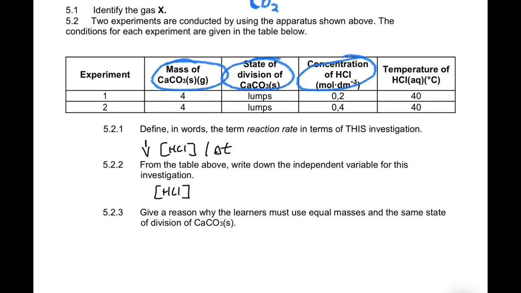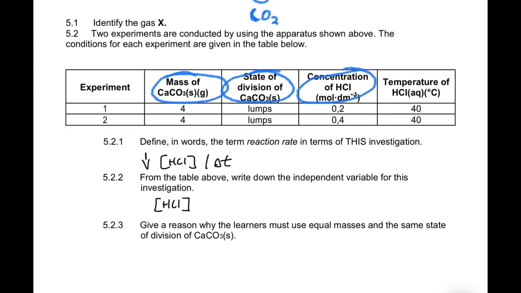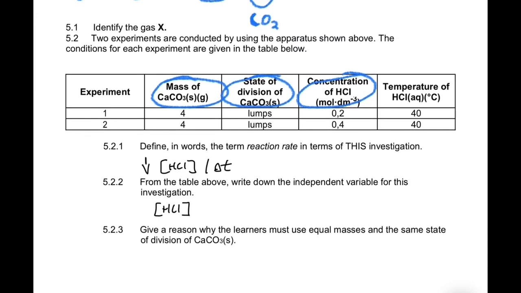And then 5.2.3 says give a reason why the learners must use equal masses at the same state of division of calcium carbonate. So we need one variable to be changing. If we're changing too many things, then it cannot be clear how what we are changing is influencing the reaction rate. For instance, if you use lumps on one experiment and on the other one you use powder, and then the reaction rate changes, how do you know that it is because of the concentration or the lumps or both or neither, right? It just becomes too complicated.